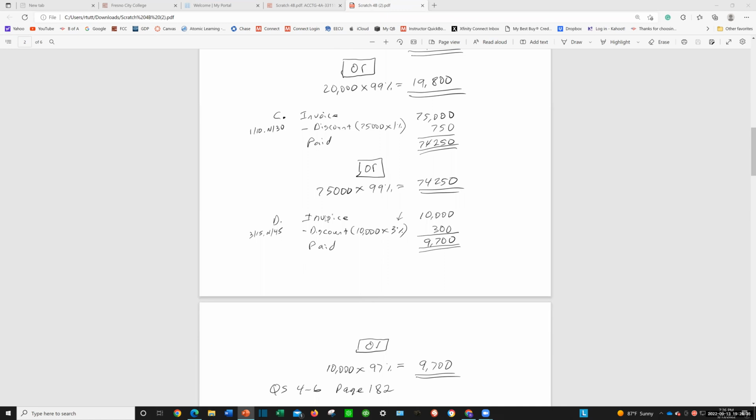And then finally, the last one is D. The invoice is 10,000. The terms 3/15 net 45. So we're going to pay within the 15 days. So we're going to get 3% off. Well, what's 3% of 10,000? Well, 10,000 times 3%, that's 300. So how much are we going to have to pay? 10,000 minus 300 is 9,700. That's how much we have to pay.